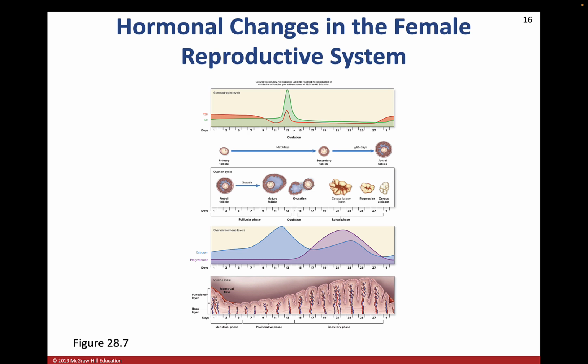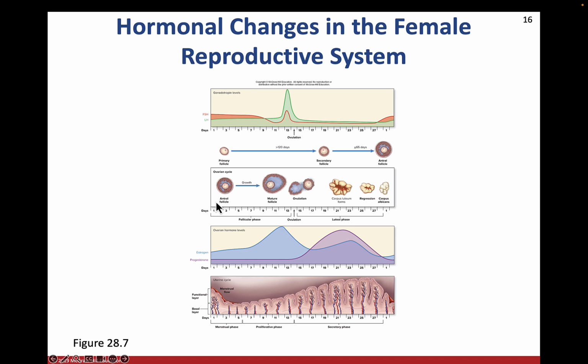Basically, we split this up into a standard 28-day cycle, and as far as the menstrual cycle goes, we have days 1 through 5, which are the menstrual phase. And remember, this is when the functional layer of the endometrium is being shed. What we can see here are relatively low levels of both follicle-stimulating hormone and luteinizing hormone. Notice that at this time we have a higher level of FSH than LH. And this is where we start to see the primary follicle going into the secondary follicle.